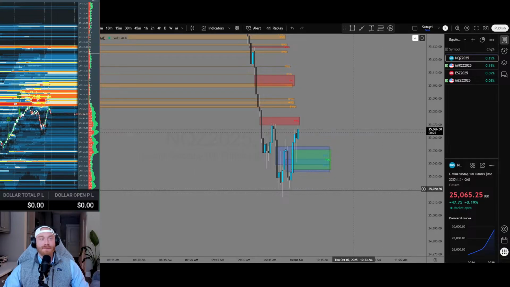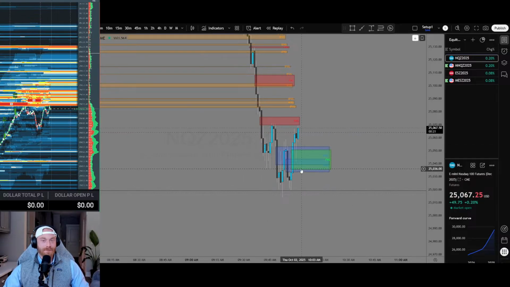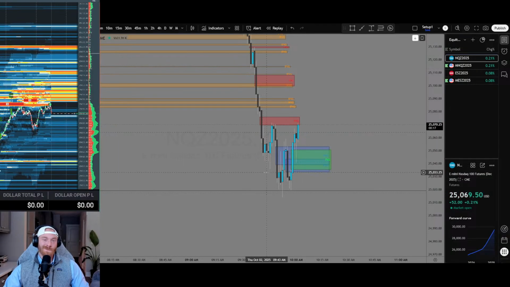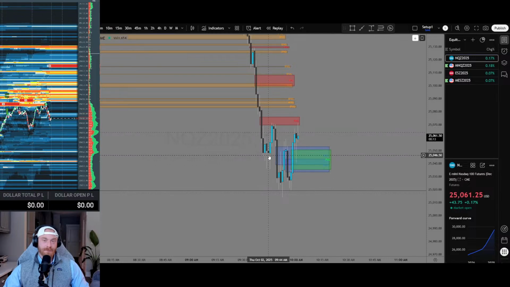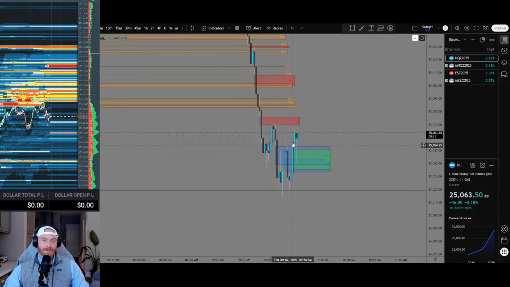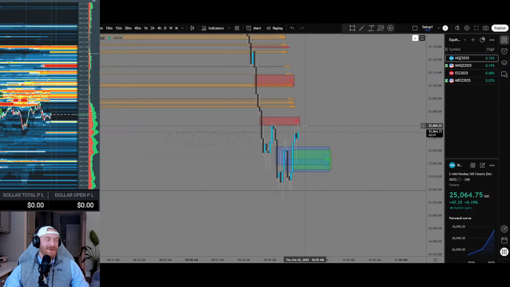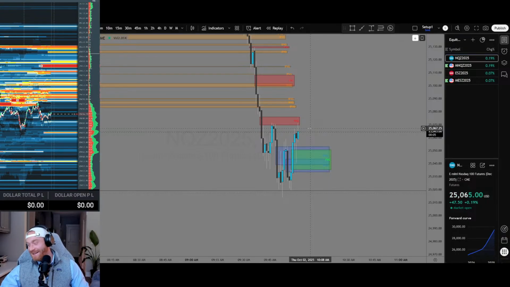Yeah, using Bookmap too, man. It's pretty cool. Definitely helps. Contribution to Jupiter. That'd be sick.